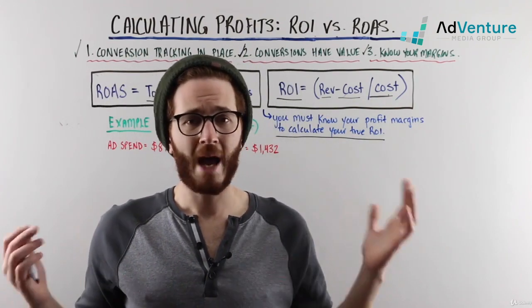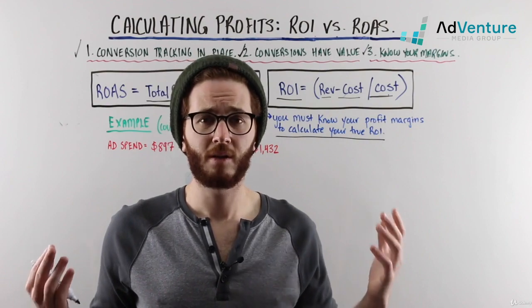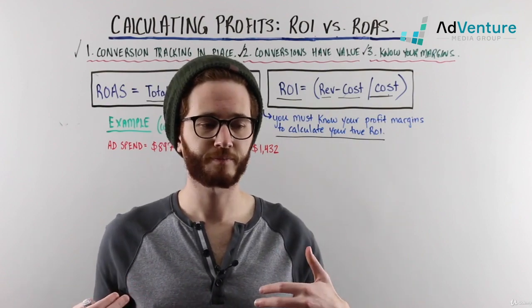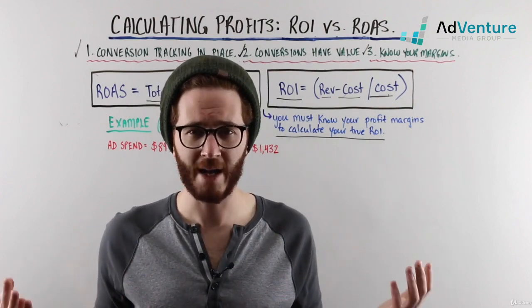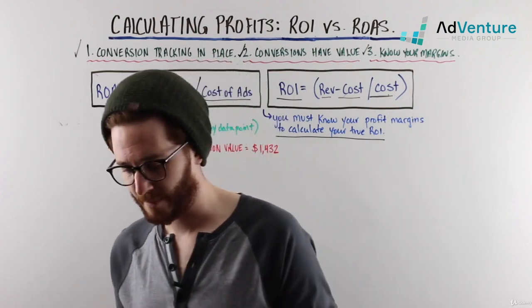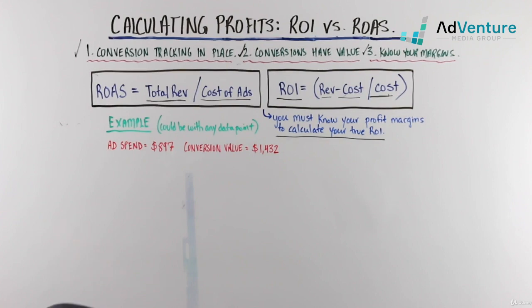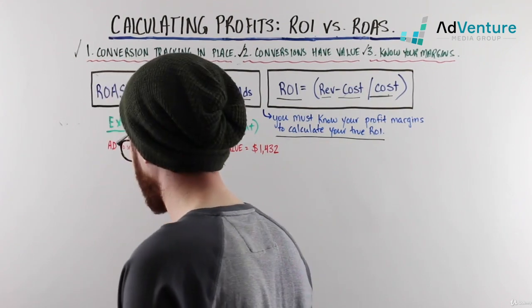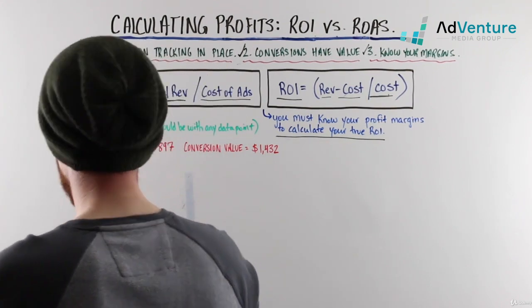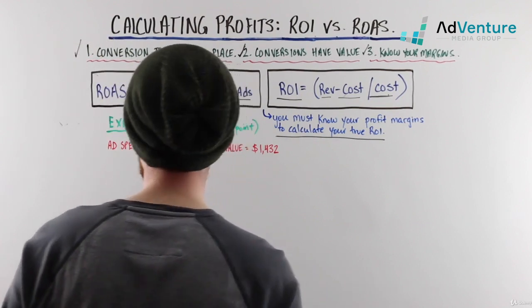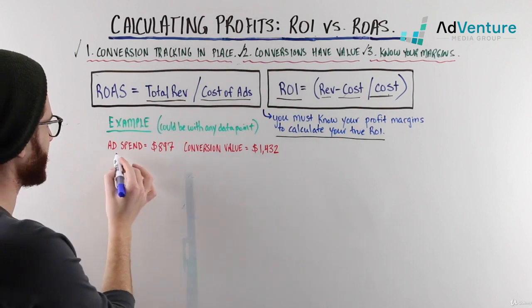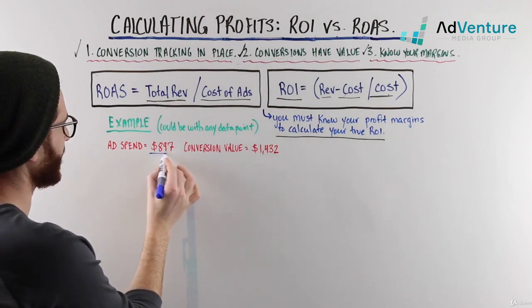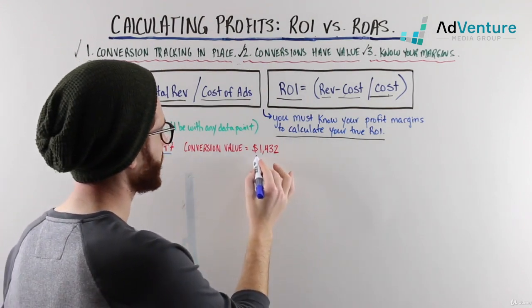Let's go through a real life example to give you some context in which to understand ROI and ROAS. Let me get a different colored marker here. Let's take a blue marker. Now here we have an example written out. I already wrote out the example for you. Let's say your ad spend is $897 and your conversion value is $1432.